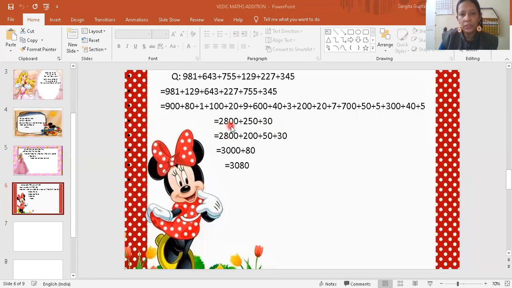Now in the last, 2,800 plus 250. Now here also I have done the expansion. What is 250? 250 is nothing else but 200 plus 50. So now this will make your work very easy. Now you can add 2,800 plus 200. That will become 3,000. Now 50 plus 30 is equal to 80. So now when you add 3,000 plus 80, it will become 3,080. So like this, you can see Vedic maths is going to make your work very easy.